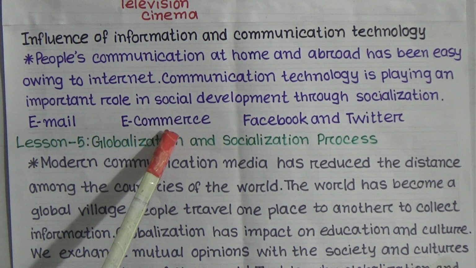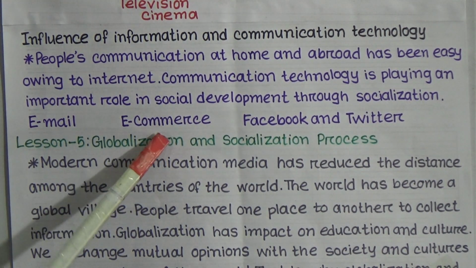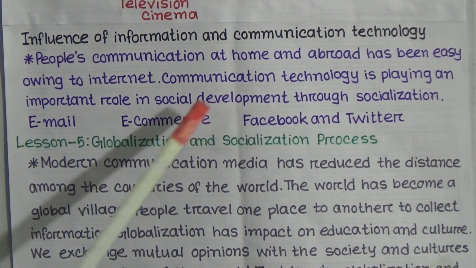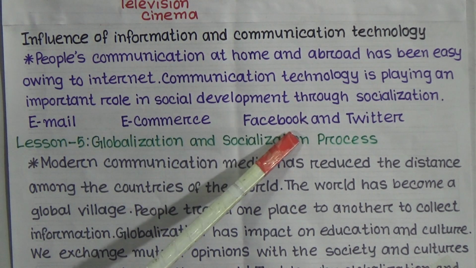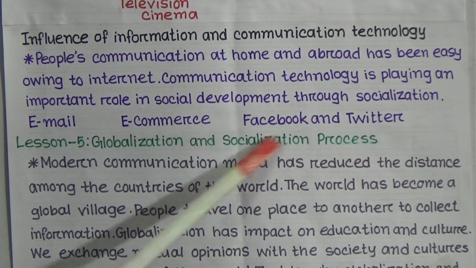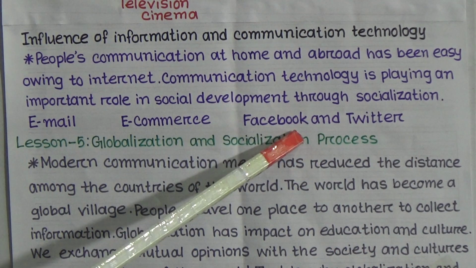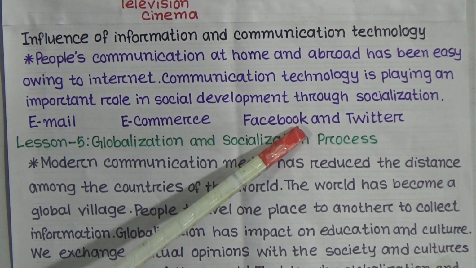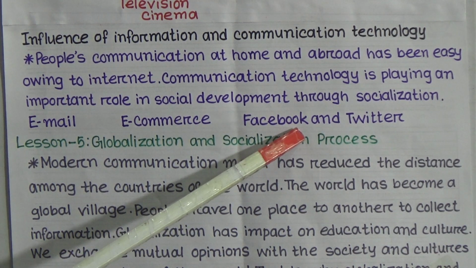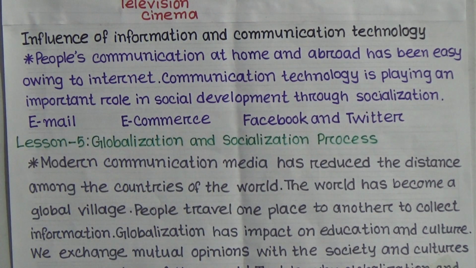And through e-commerce, we can do our business in a modern process, and through this e-commerce we can earn money. Next, Facebook and Twitter. These are social media, and through Facebook and Twitter we can express our feelings, connect with our family and friends, and pass our free time. So with these three we can be socialized.